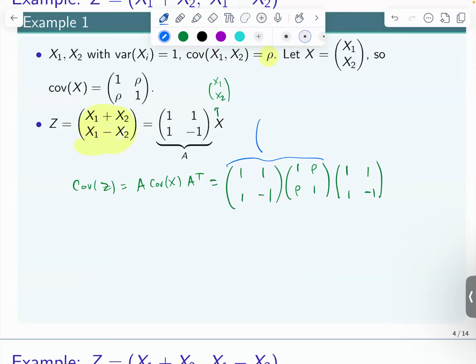Can you tell me what it is? Yes, the upper left would be 1 plus rho. And then to the right, rho plus 1... no, 1 minus rho. Yes, that's right. And then rho minus 1. Right. Okay. And then can anyone help me do that other one?